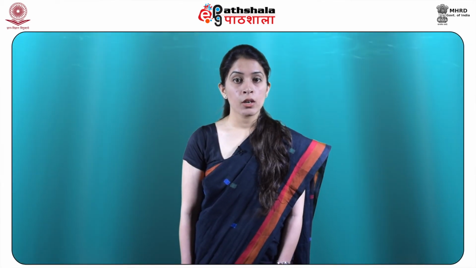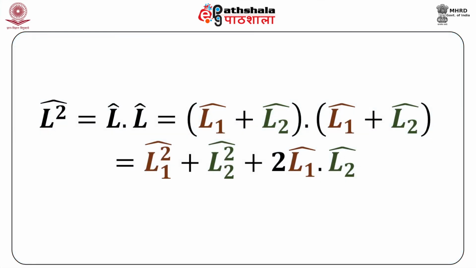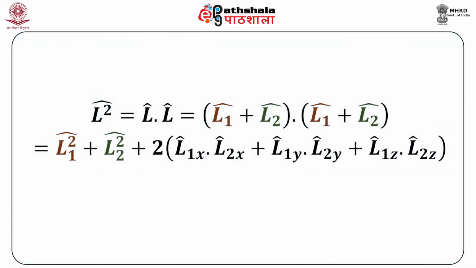also 0. Now, continuing with the expression of L square, we found that L square is equal to L1 square plus L2 square plus L1 L2 plus L2 L1. Since we proved above that L1 L2 commute, this expression further simplifies to L1 square plus L2 square plus 2 L1 L2. Now, substituting the values of coordinates, that means Lx, Ly and Lz, we get L square equal to L1 square plus L2 square plus 2 into, within brackets, L1x product L2x plus L1y product L2y plus L1z product L2z.